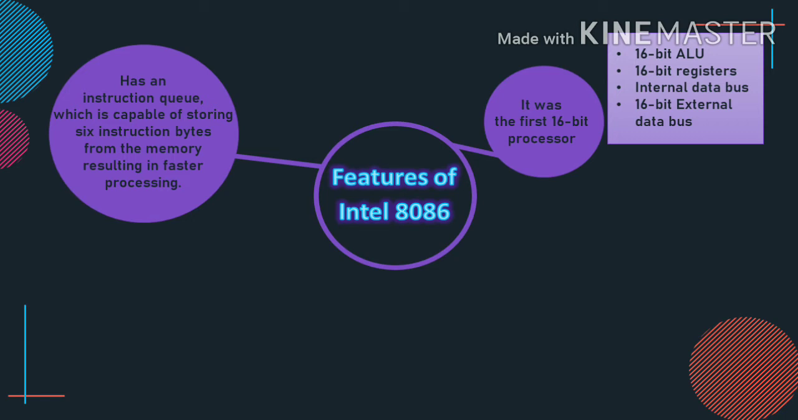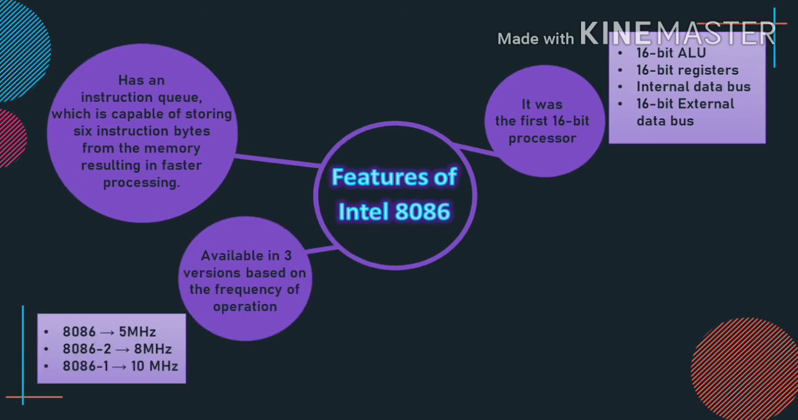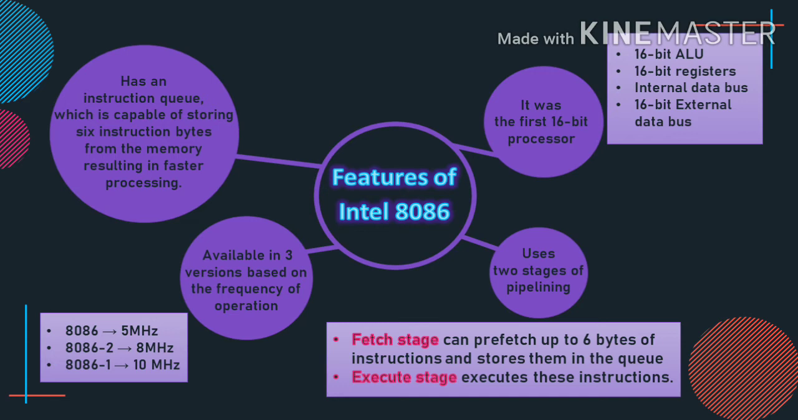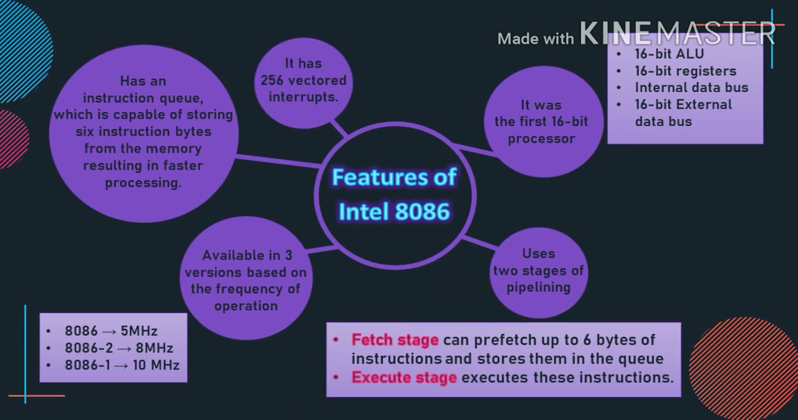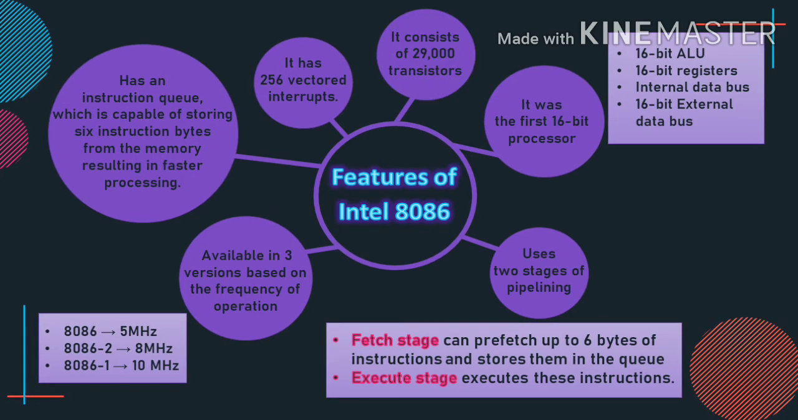Basically, this microprocessor has 3 versions based on the frequency of operation, which are 5 MHz, 8 MHz, and 10 MHz. It uses 2 stages of pipelining, which are the fetch stage, which prefetches up to 6 bytes of instruction and stores them in the queue, and the execute stage, which executes instructions from the fetch stage. The 8086 microprocessor also consists of 256 vector interrupts and 29,000 transistors.